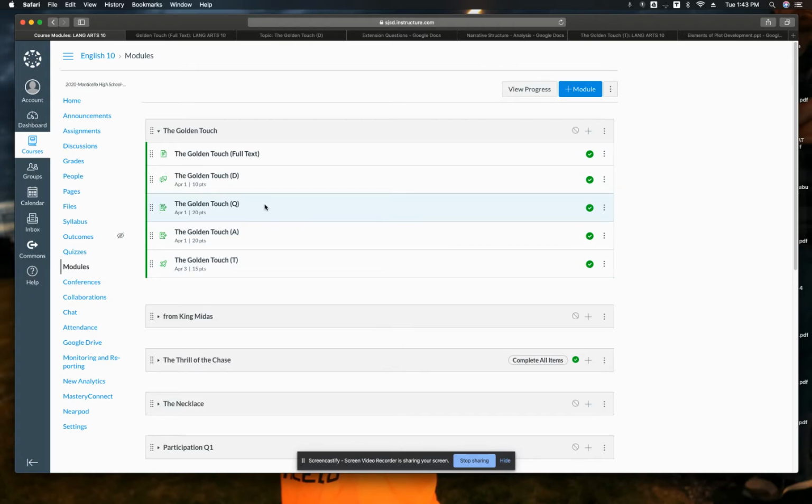Again, we'll be talking about plot structure as it applies to the story, The Golden Touch. The Golden Touch, many of you will be familiar with it. You've heard the term Midas and the Golden Touch. Well, you're going to be reading his story this week.